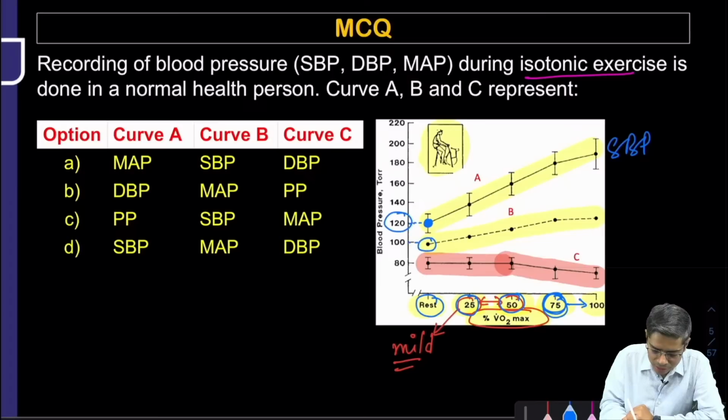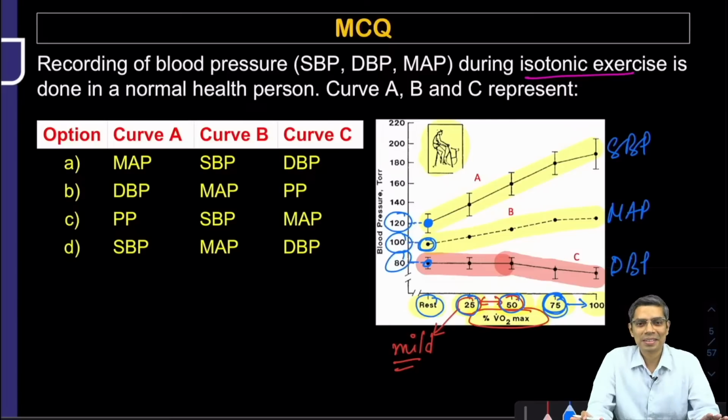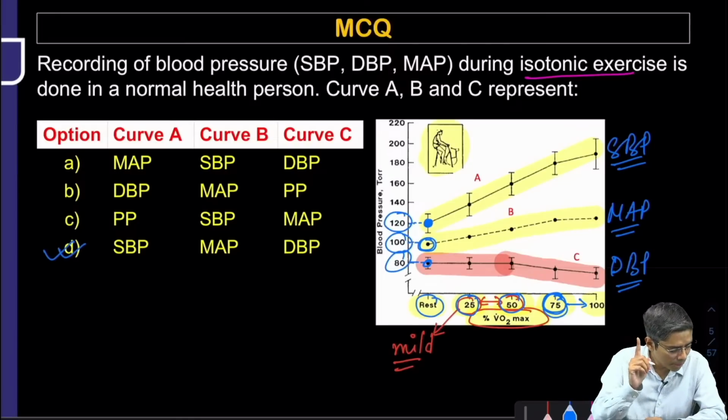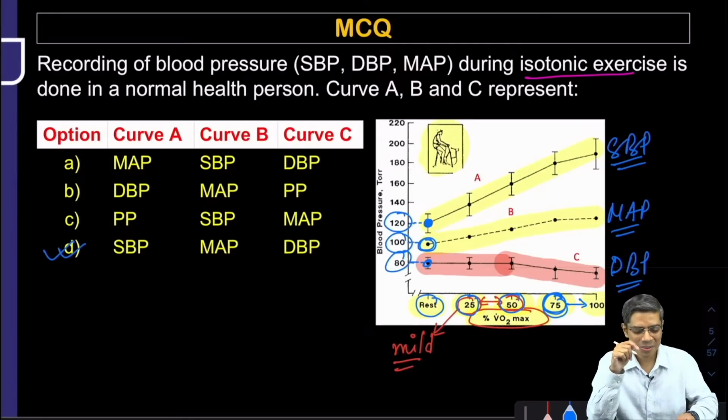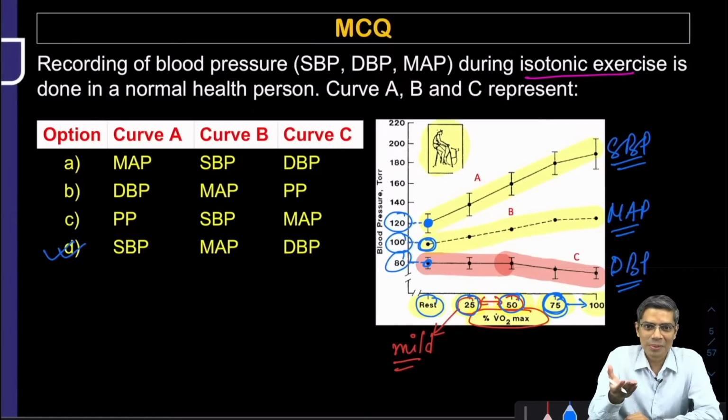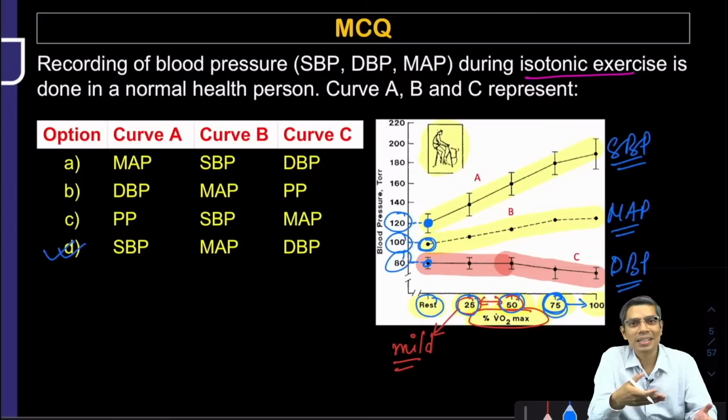Then this starting point is 100, so this is basically the mean arterial pressure, and this one in and around 80 is the diastolic blood pressure. So even if you do not understand the concept of exercise physiology and blood pressure, you can identify that A is systolic blood pressure, B is mean arterial pressure, and C is diastolic blood pressure. So your answer will be D. Ultimately you have to answer, whether you understand it or you are guessing the answer correctly.